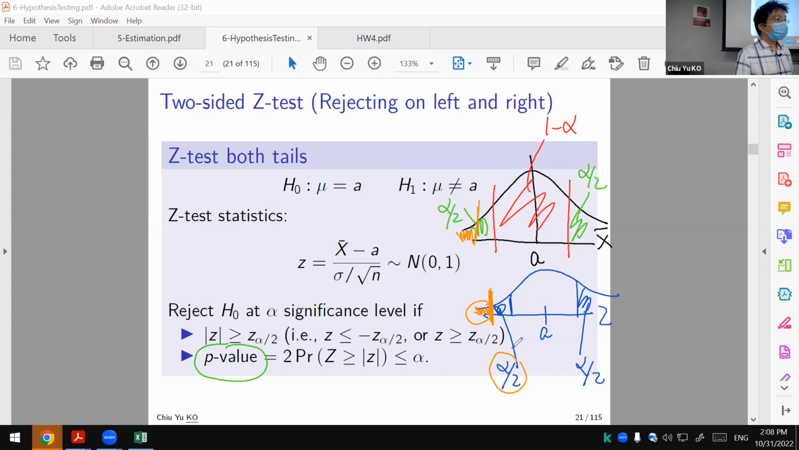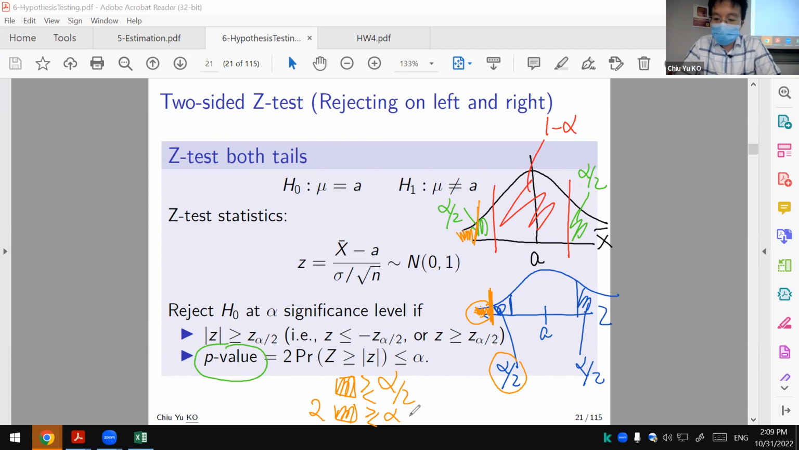Let me repeat it. You should actually compare this area to alpha over 2. But the usual way is we just compare 2 times the area with alpha. So it's the same thing. That's why the p-value has to be multiplied by 2. That is the main difference between the two-sided and one-sided tests. The p-value you found has to be multiplied by 2 because you compare to alpha directly. Of course you could compare to alpha over 2 and not do it, but by convention, you multiply by 2.